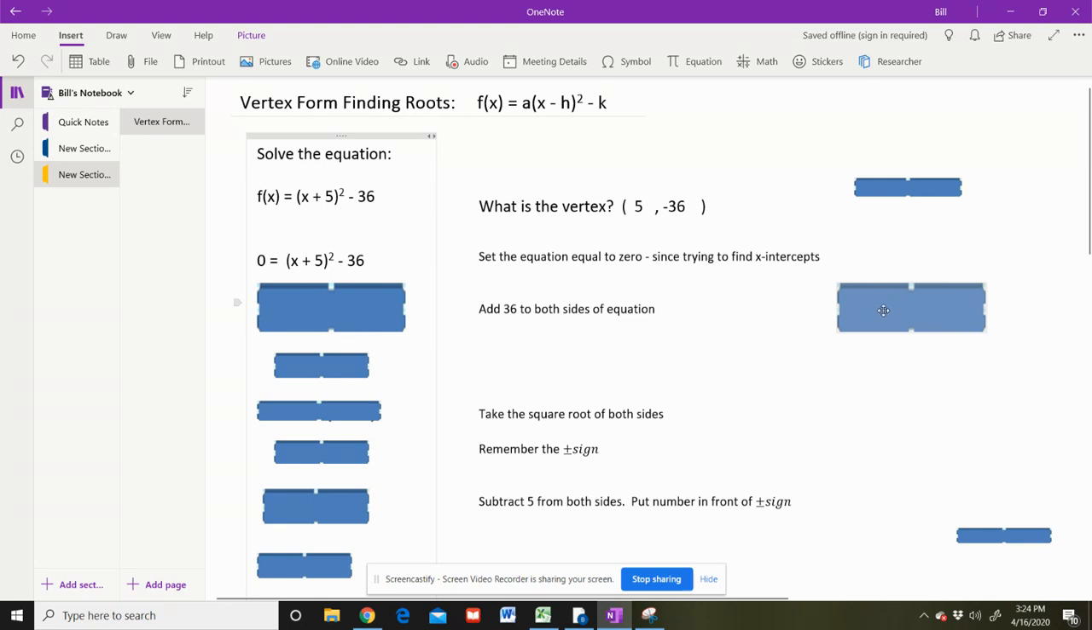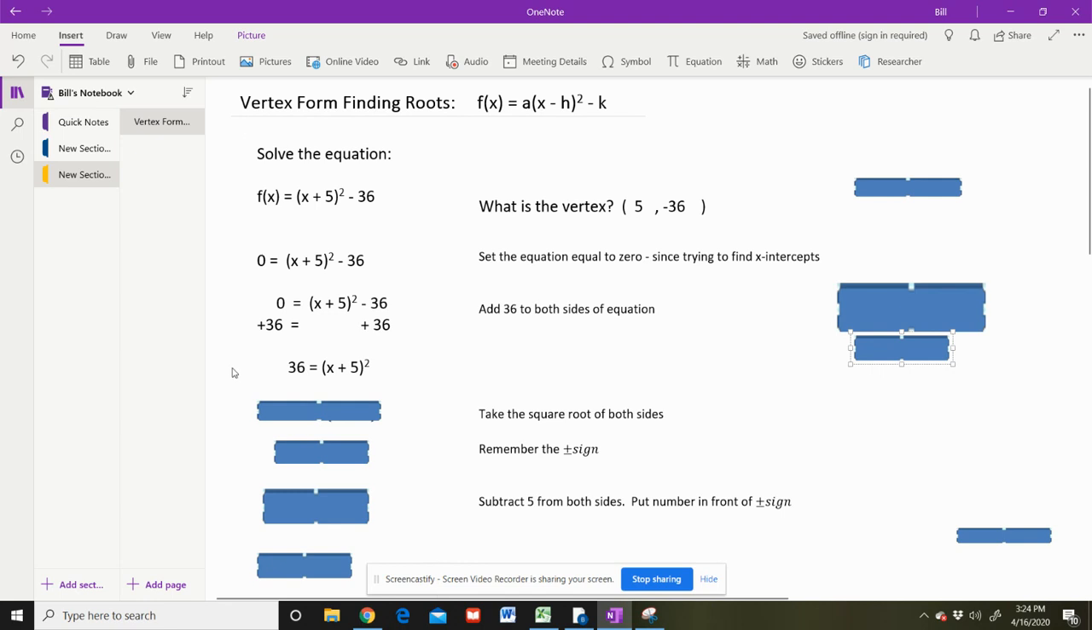So I'm going to add 36 to both sides. Opposite side of the equal sign, opposite operation. We add 36 to both sides, and we end up with 36 equal to (x plus 5) squared.